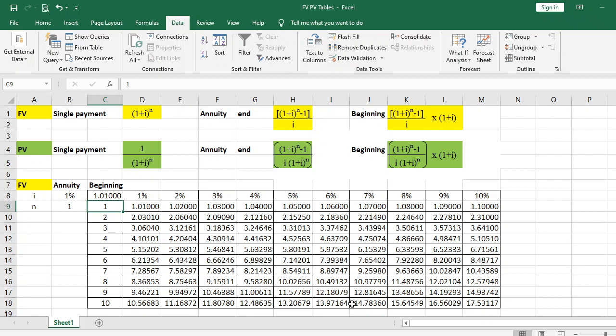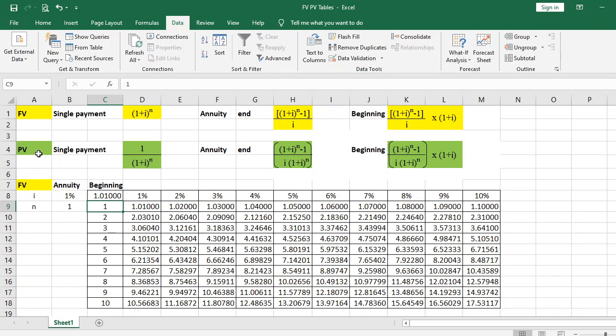For every 1 rupee made at the beginning of the year, in other words, at the beginning of every year, 1 rupee is made as investment. And what is its value at the end of the 10th year at 10% interest rate? It is 17.53117. So we have created 3 future value tables.